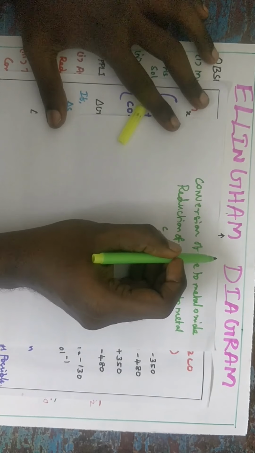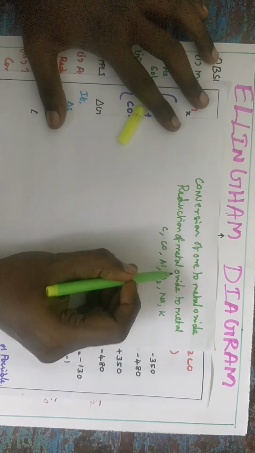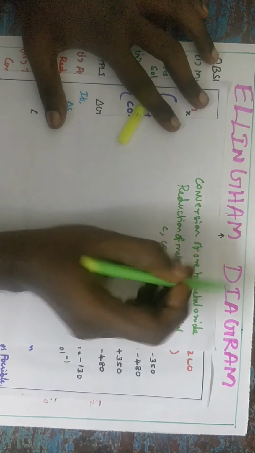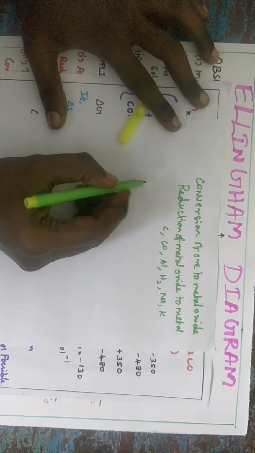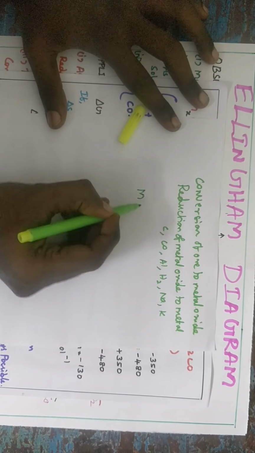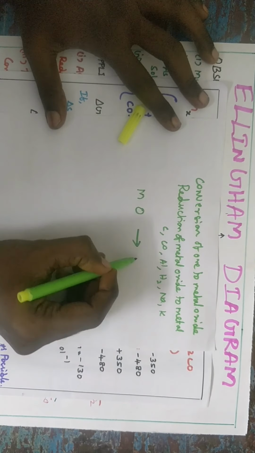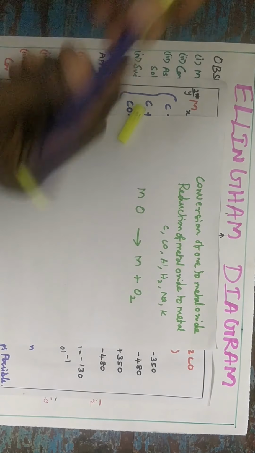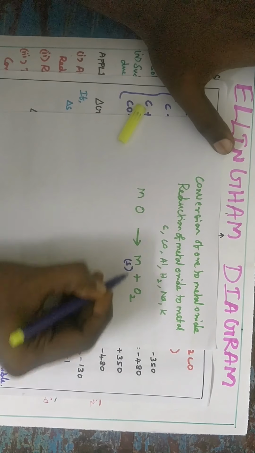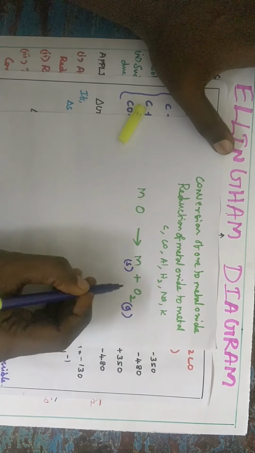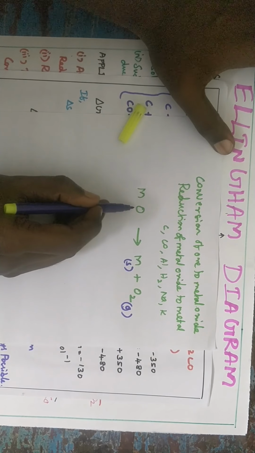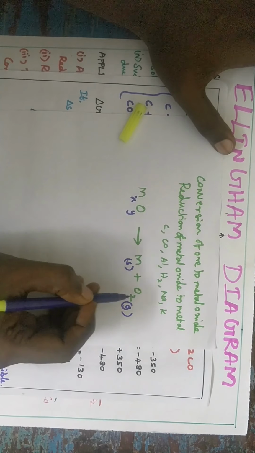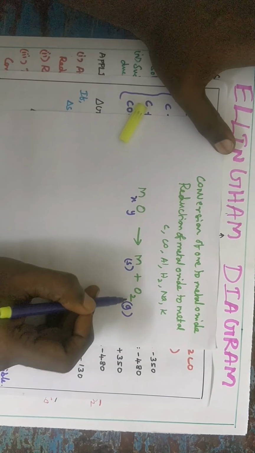But in the case of the Ellingham diagram, for the reduction of metal oxide to metal, the suitable reducing agent is found by using the Ellingham diagram. Consider the general equation of metal oxide to metal. Metal oxide is converted into metal along with oxygen. In this case, metal always exists in solid state, oxygen is in gaseous state. To balance the left hand side metal and oxygen, we don't know how much, so we take it as X and Y. On the right hand side, oxygen is 2.